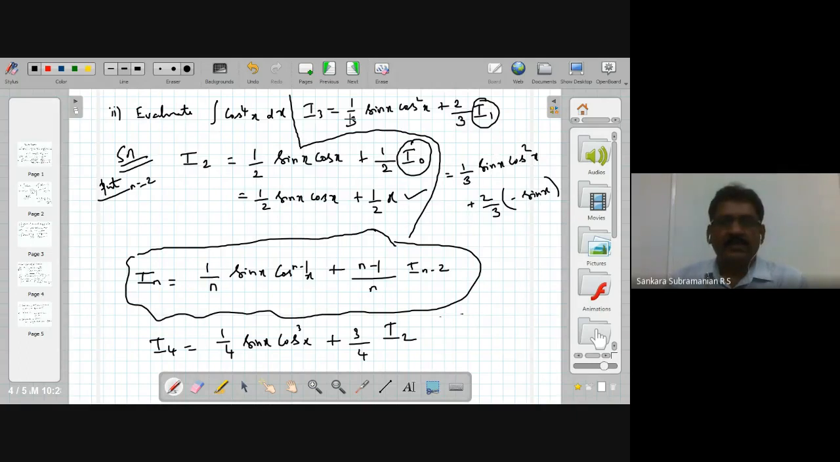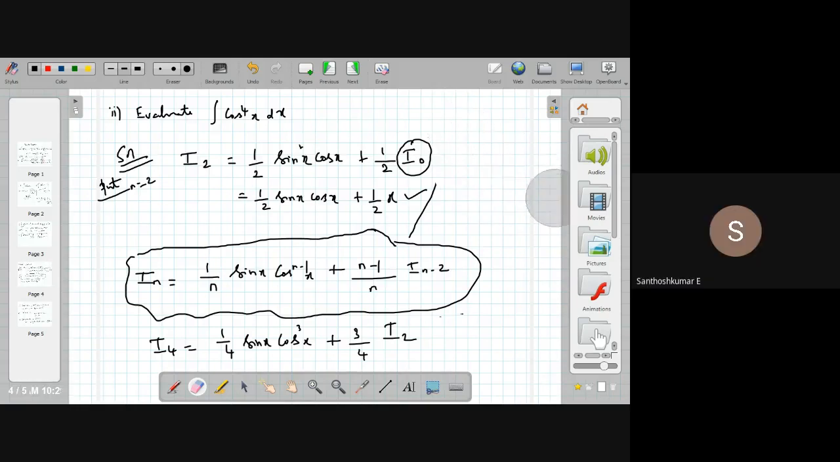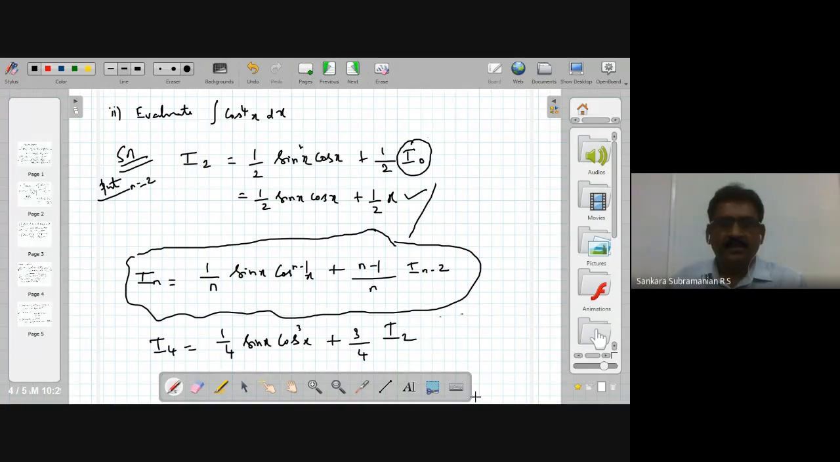So therefore this is irrelevant for this particular problem. Please make it as a note. I don't want this. So let me find I2. So this is I2. I2 is there.